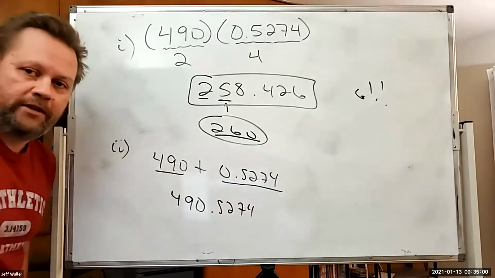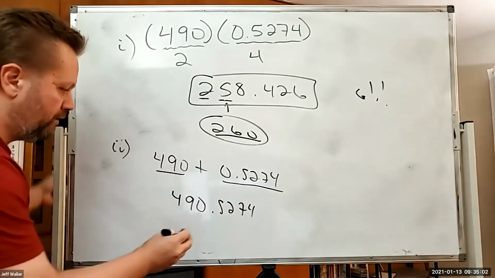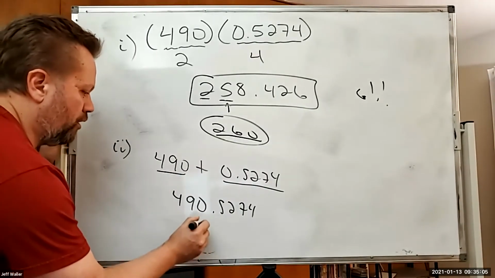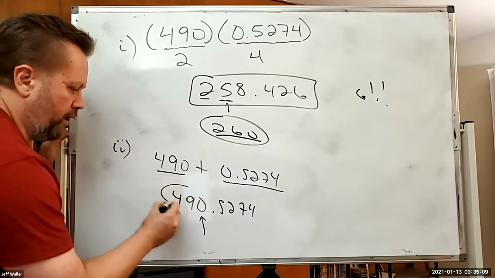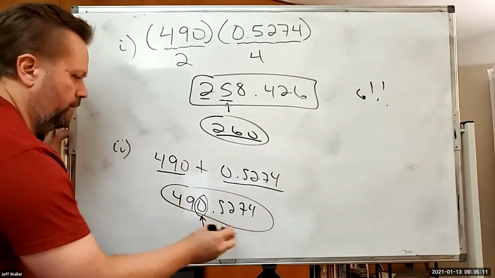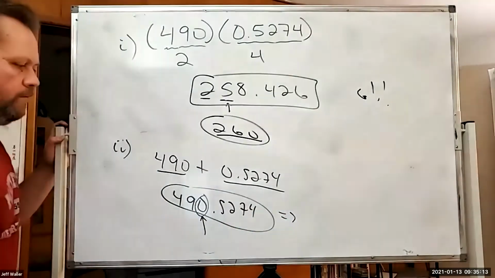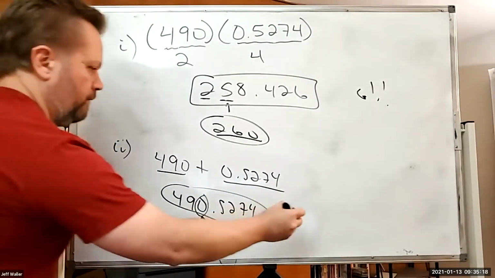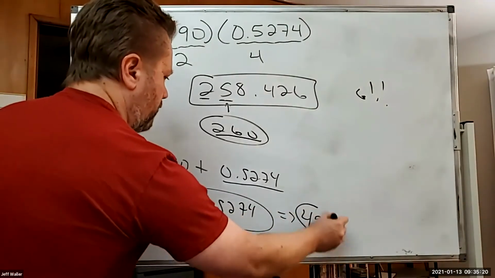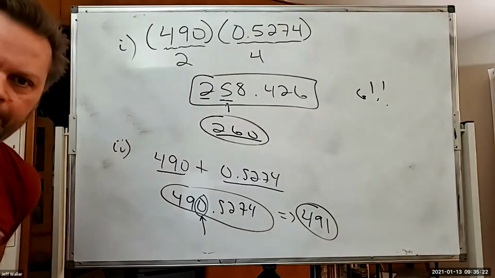You shouldn't have to put in your copy, right? Round it so it has no decimal places, which means round it to here. What do you get when you round this number to here? 491. Yes, because the next one's a 5. So that would be the official scientific answer.